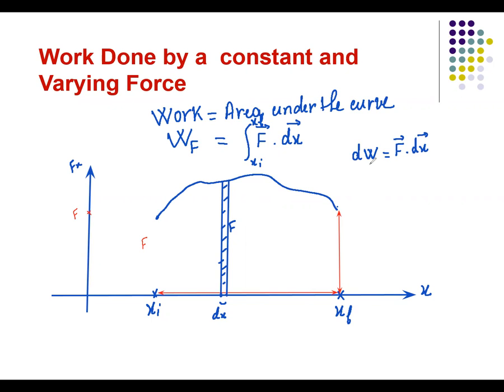If you want to calculate the total area, we have to do the integration between these 2 points, between x initial and x final. We get finally W equals the integral of F dx between x initial and x final. Listen, we don't need to calculate this relation in detail. What you have to know is just this relation.